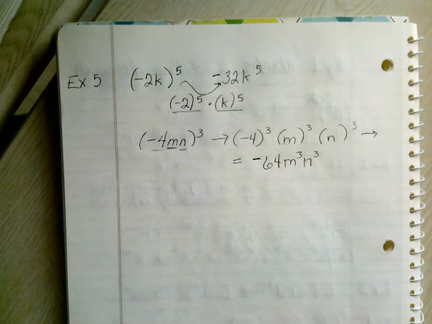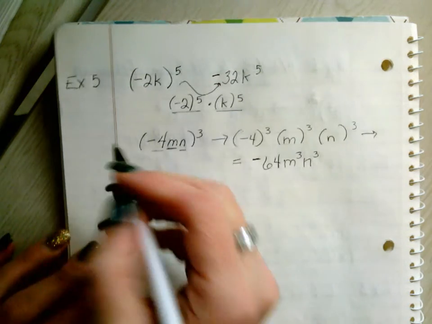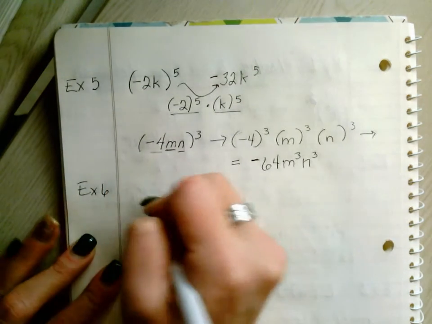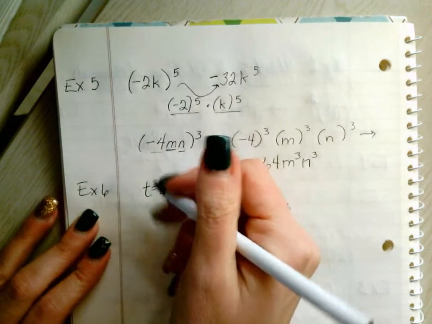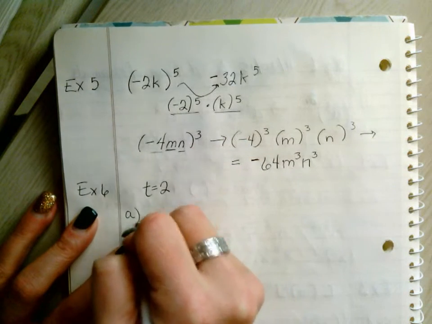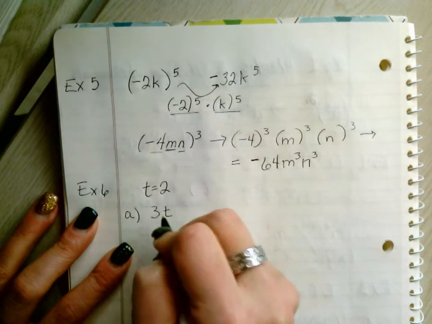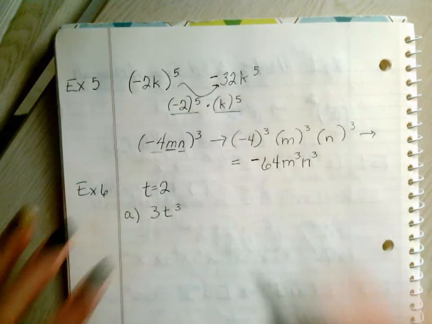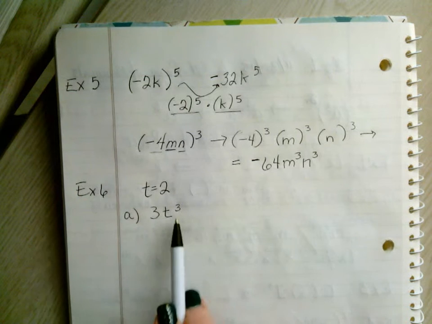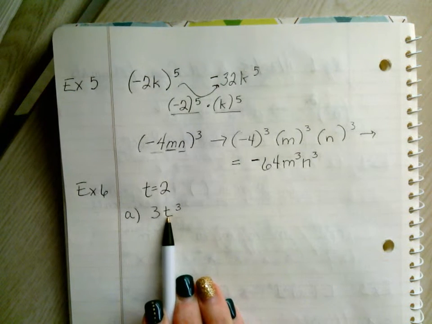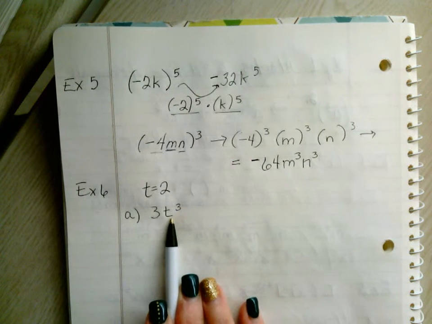Takes practice. That was example 5. Now, we're going to do example 6 and 7 and then a few more samples. Example 6 says evaluate if you're given a value for t, and they say t equals 2, then what does each of these items mean? Like A, which is 3t cubed. Notice there's no parentheses, there's no brackets. The only thing that is getting cubed is the t. This is really important. The only thing that is getting cubed is the t.